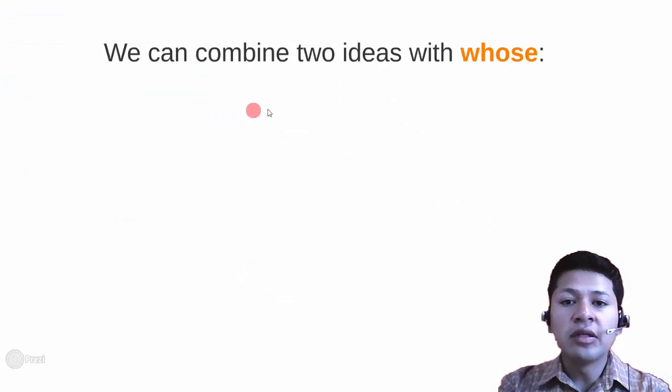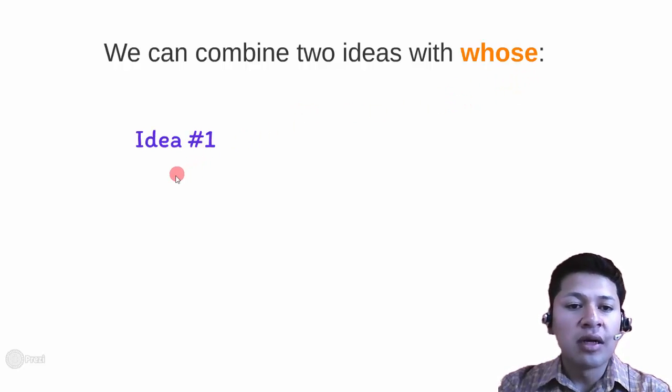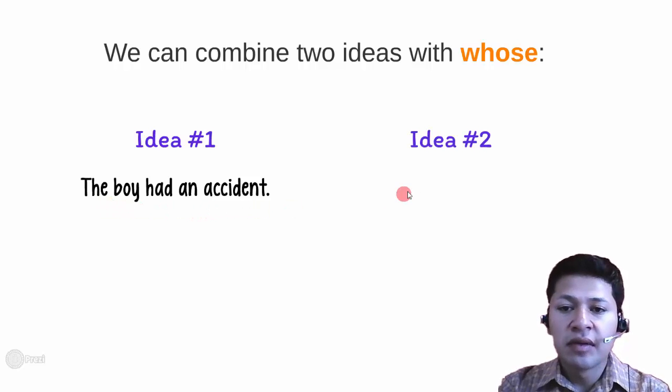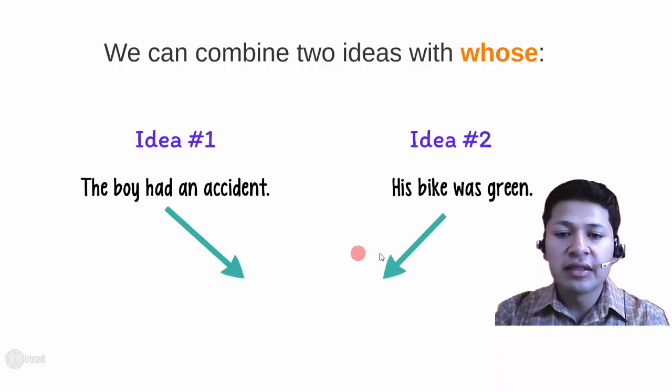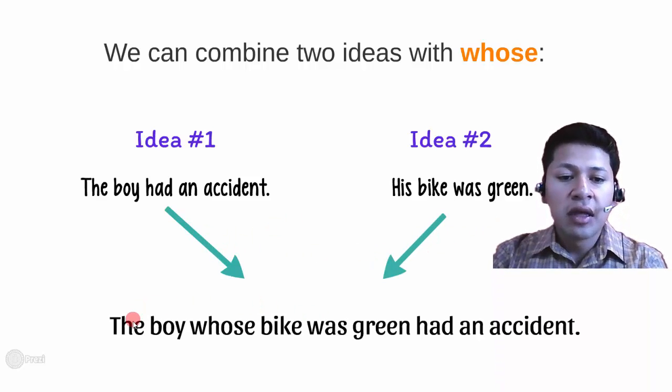We can combine two ideas with whose. Idea number one, the boy had an accident. Idea number two, his bike was green. If we combine these two ideas, we get the sentence, the boy whose bike was green had an accident.